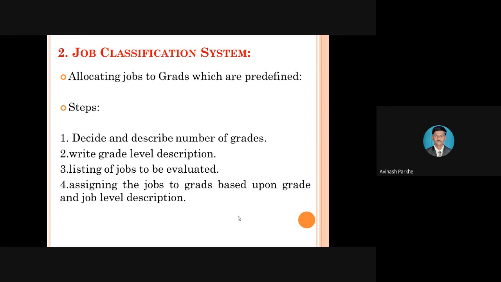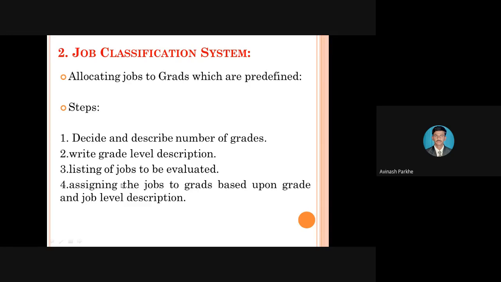Like that, we use the graded system in this second method, which is called the job classification method. In this graded system, again we are taking some help from the previous method, the ranking method. Some steps we take as they are for job analysis purposes, and based on the job evaluation or the performance, we give the grades. For that purpose, here I have written the steps: allocating the jobs to the grades which are predetermined.